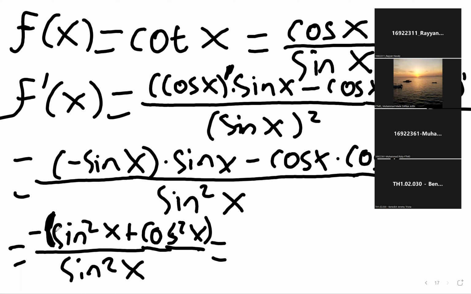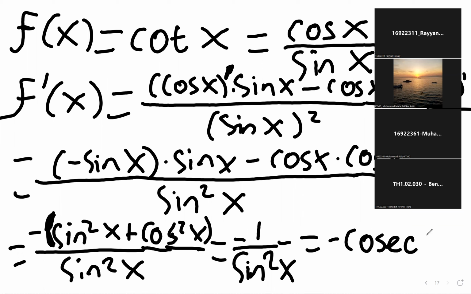Oh, it's 1. Okay, good. So I will have minus 1 over sine square of x. I know that 1 over sine x is cosecant of x. So I will have minus cosecant of x squared. Okay, good.